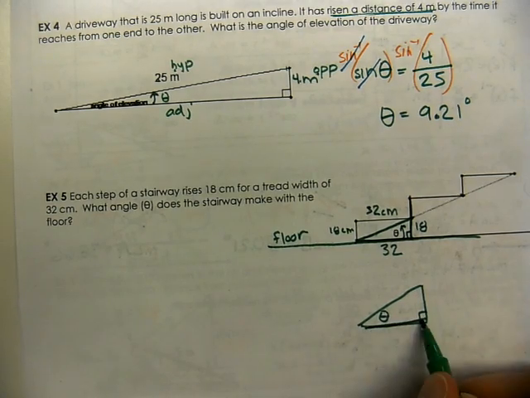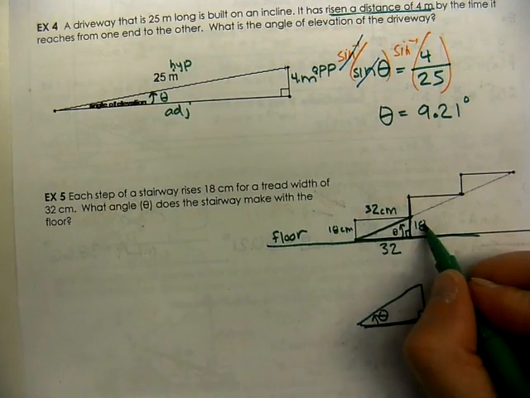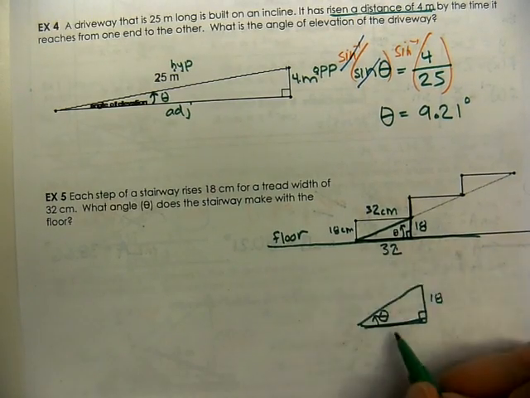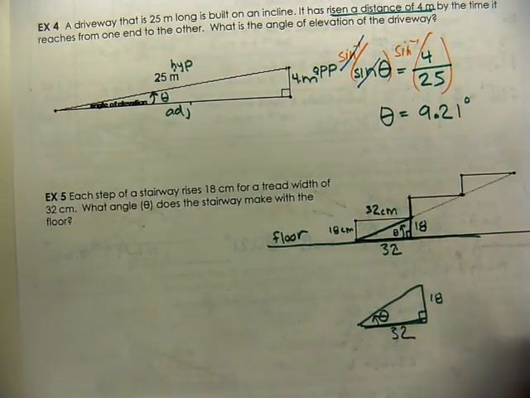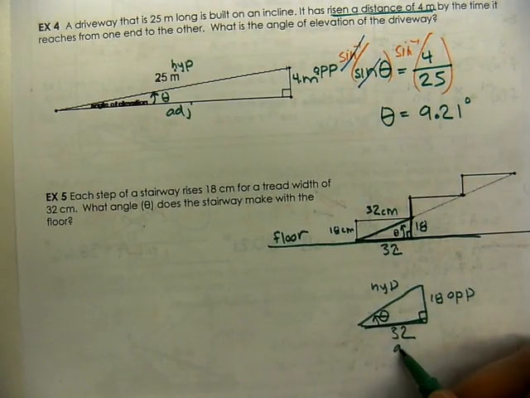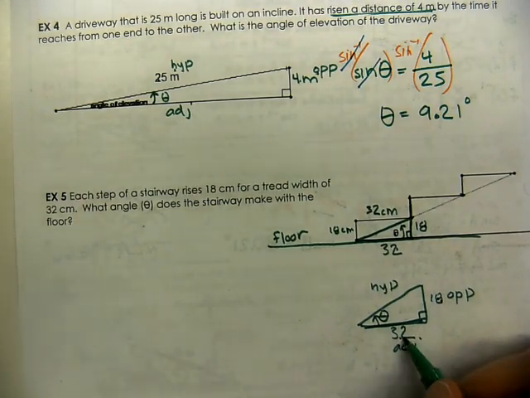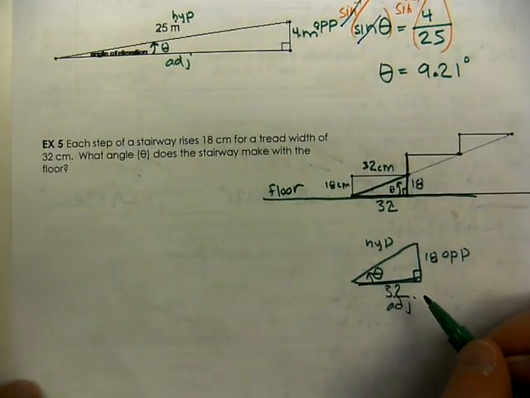There's the floor on the bottom. There's the theta. That's your angle of elevation right there. There's your 18, and there's your 32. All right, so let's label our sides. Here's the hypotenuse. Here's the opposite leg. Here's the adjacent leg. And we're going to use the 18 and 32 to set up a ratio. And so let's use tangent.